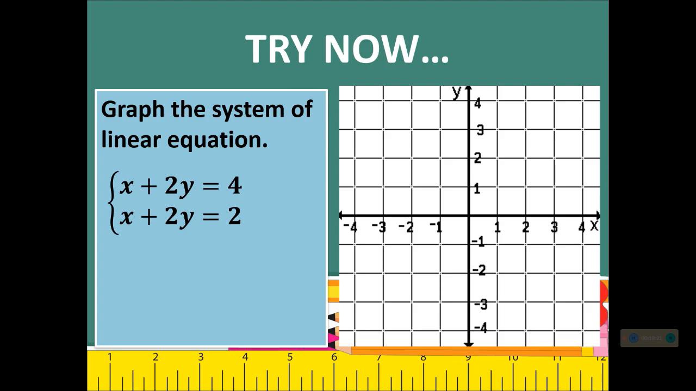Okay, so I have here a given set, so you can try it now, for you to graph the system of linear equations. And then after graphing, you are going to state whether it is parallel, intersecting, or coinciding. Then give also the kind of system and the number of solutions.